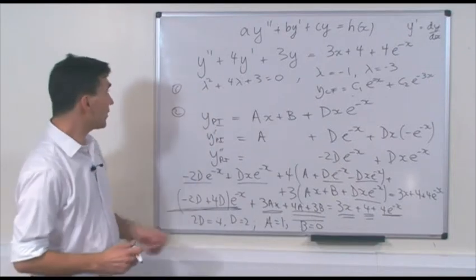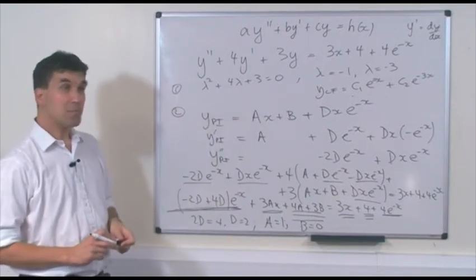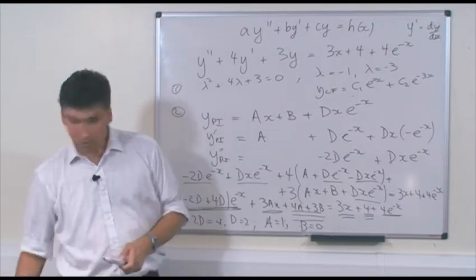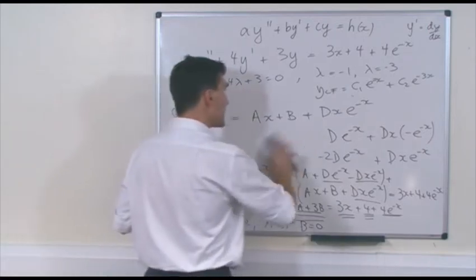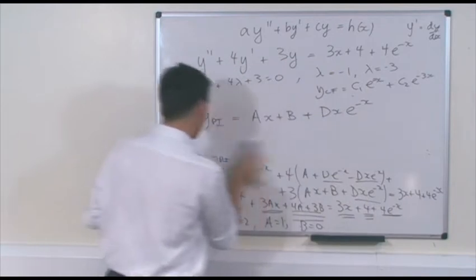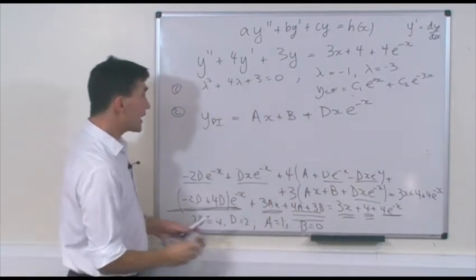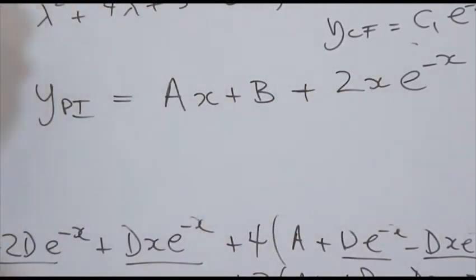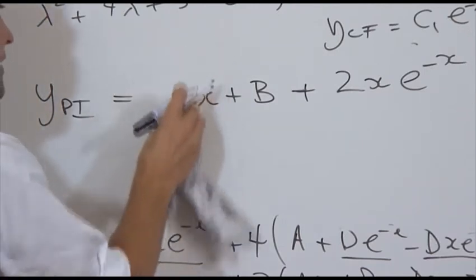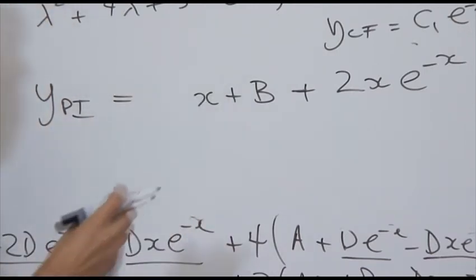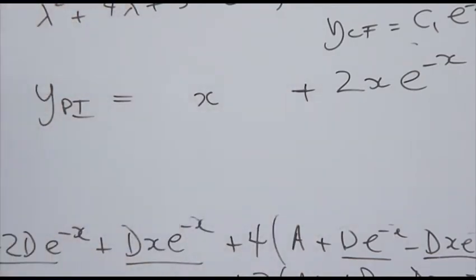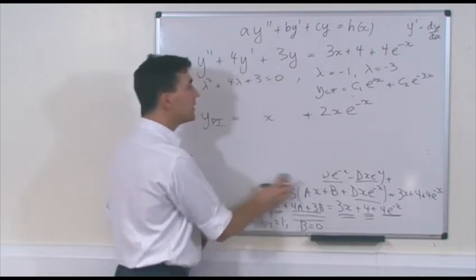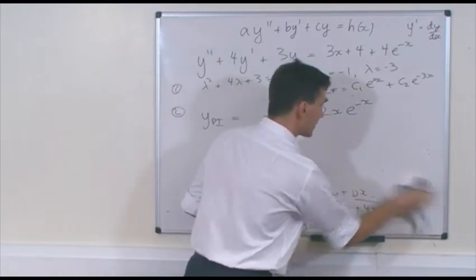Okay, so we've now worked out the values of a, b, and d that make this guess here a solution of that equation. So I'll erase the intermediate lines, and I will substitute those values in. So let's put d equals 2. There we are, there's d. I'll replace it with a 2. A was equal to 1, so that's easy. We'll just erase the a. And b was equal to 0, so that's also easy. We can just erase the b. So we get our solution here, y p i, is equal to x plus 2x e to the minus x.